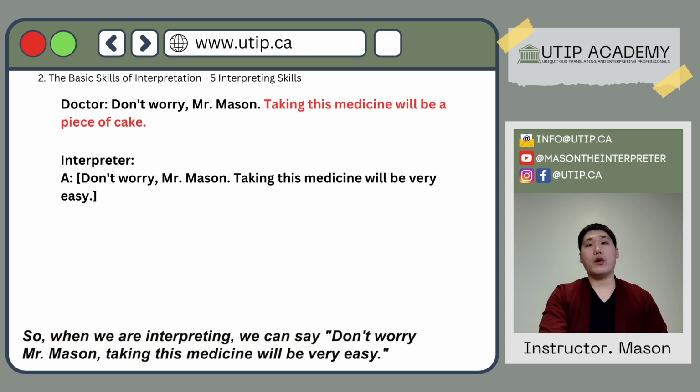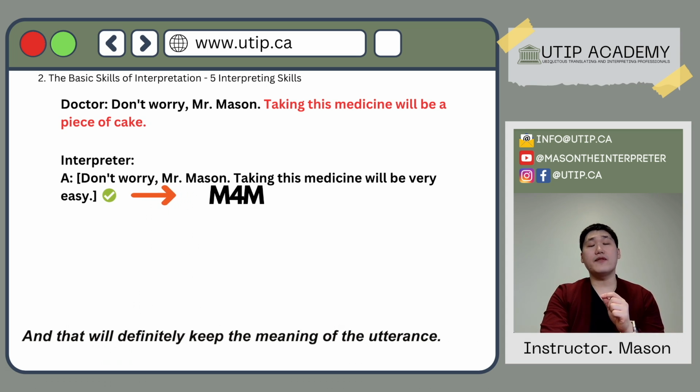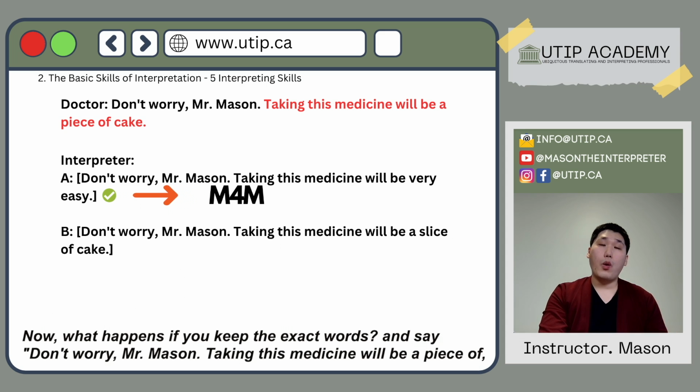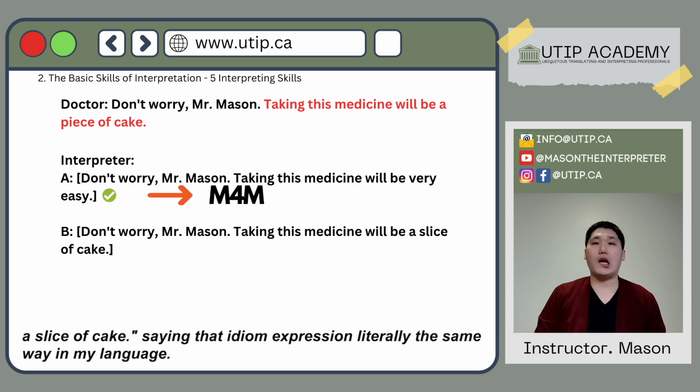So when we are interpreting, we can say, "Don't worry, Mr. Mason, taking this medicine will be very easy." And that will definitely keep the meaning of the utterance. Now, what happens if you keep the exact words and say, "Don't worry, Mr. Mason, taking this medicine will be a slice of cake?"